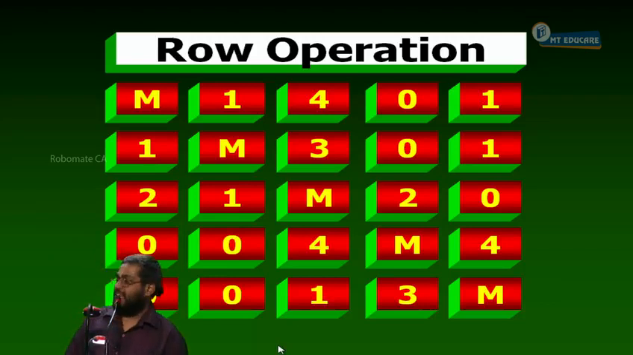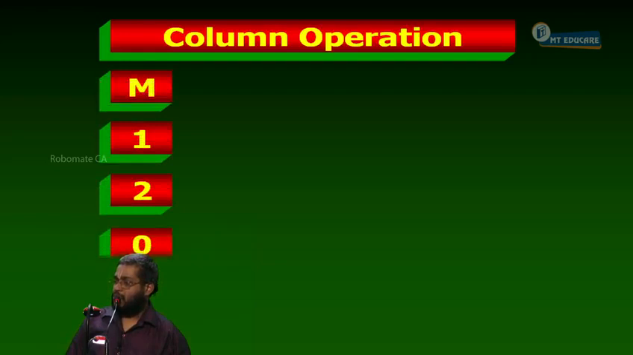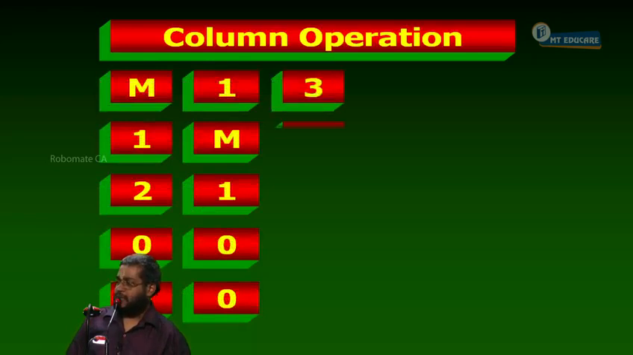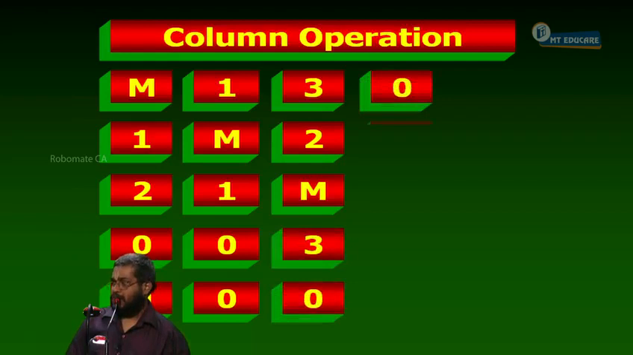Remaining two columns unchanged: 0, 0, 2, M, 3 and 1, 1, 0, 4, M. Can I proceed up? Now, please once again check my numbers. Tell me the column numbers. First column: M, 1, 2, 0, 0. Next column is what? 1, M, 1, 0, 0. Third is 3, 2, 3, 0. Next is 0, 0.